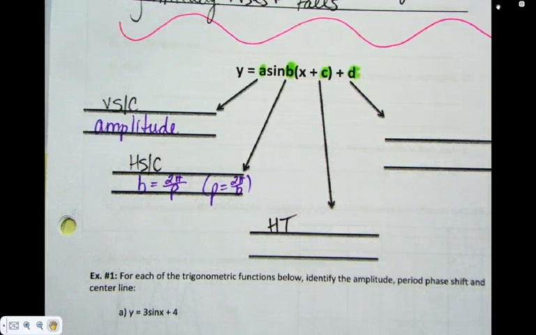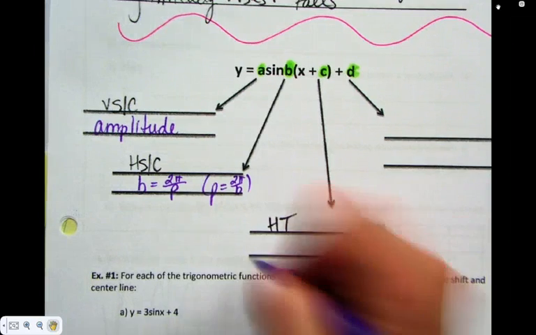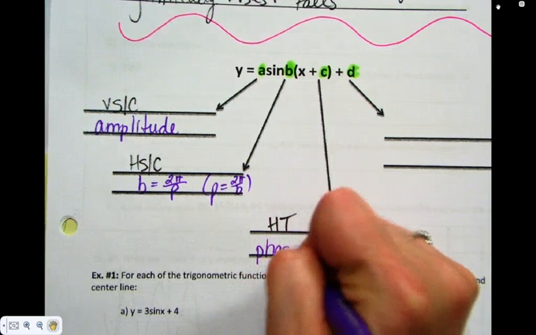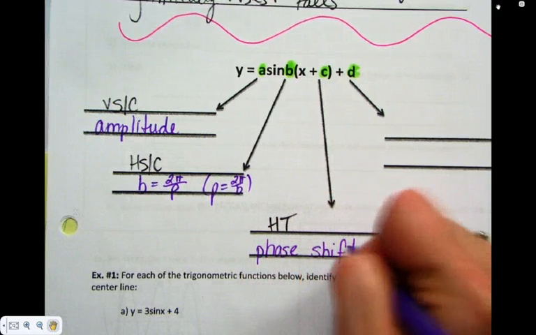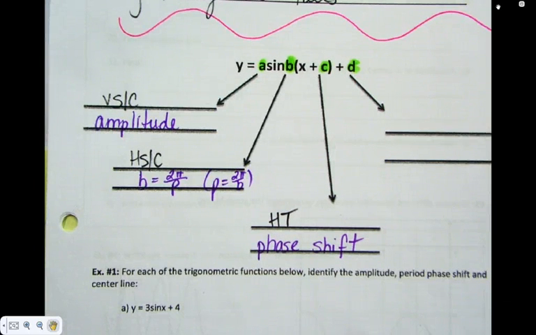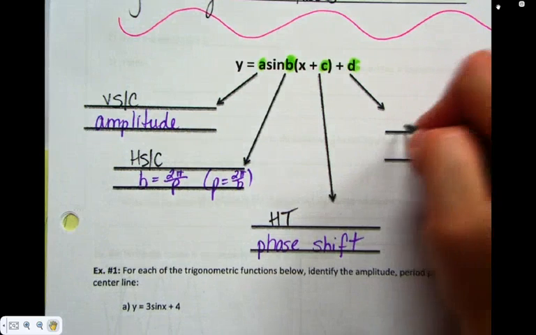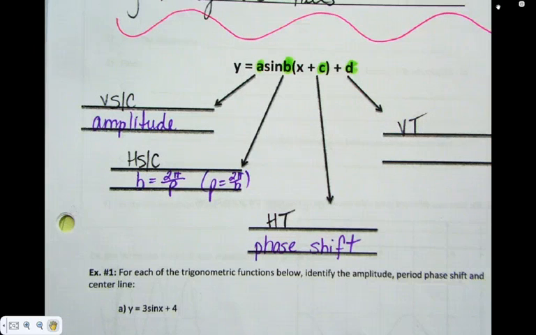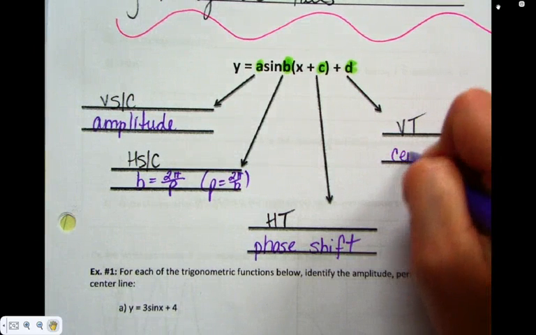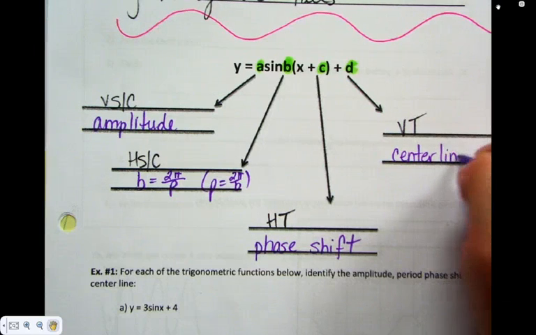2 pi divided by B. I just switched the P and the B. We're going to use these two formulas interchangeably. Yes, the C is the horizontal translation, but I'm going to call it the phase shift. Shift means translation. Phase comes from the phases of the moon or phases of the sun. And yes, D is the vertical translation, but we're going to call it the center line. I'll tell you what that means in a second.